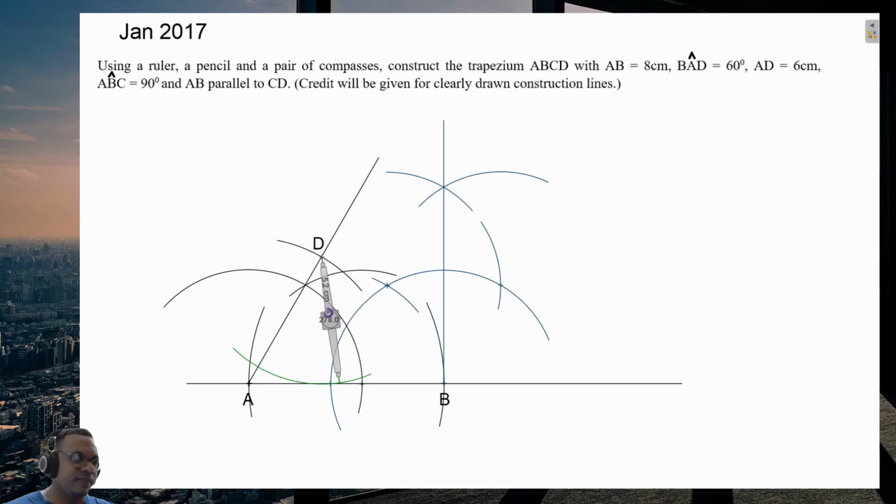So now that I have that distance, I will take my compass and place the compass point on the line AB, and I'll make an arc. And then I'll place the compass point at another point on the line AB and make another arc.